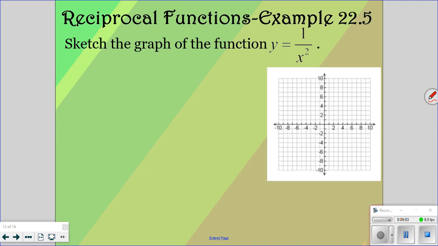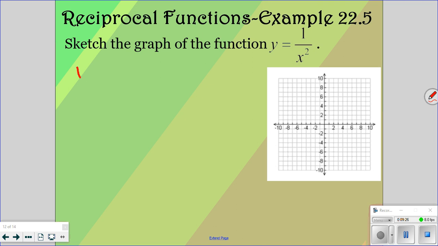So let's try and sketch the graph of the function y equals 1 over x squared. The way the book does these on the homework, I don't like, and I'm going to go over that in just a minute. But if you look in the book, the way they do these, I'm not a big fan of. I'm going to try and do it a different way to help you out. I don't think the book really helps explain this very well.